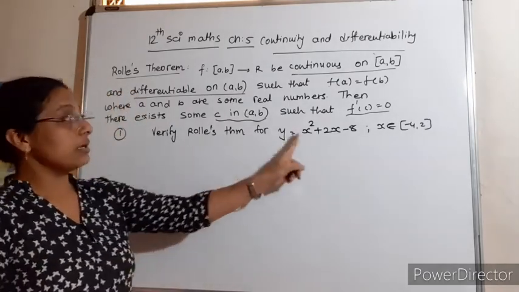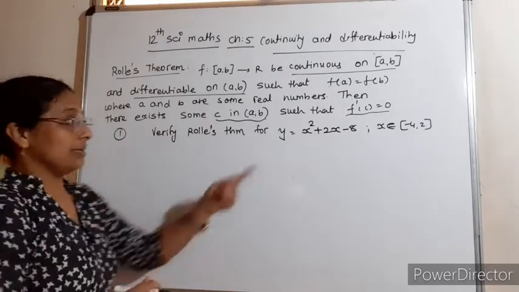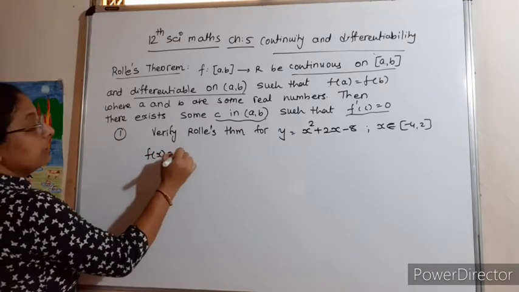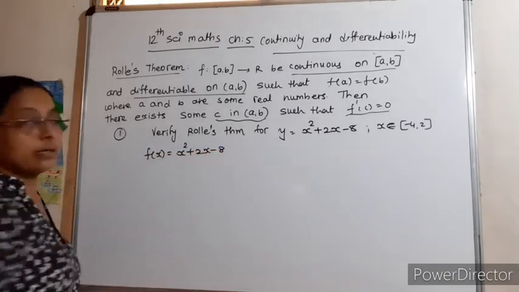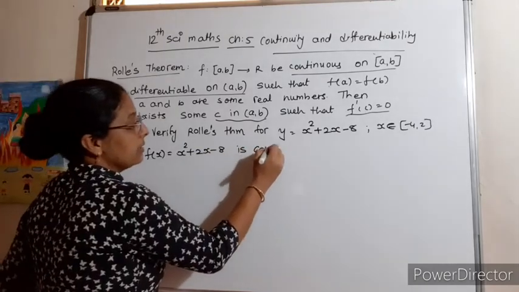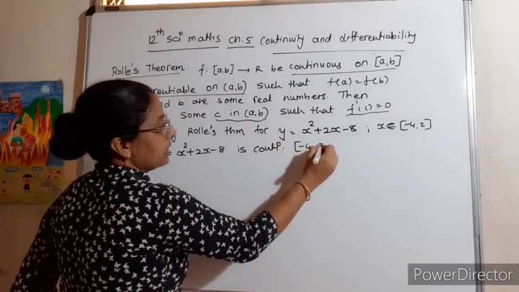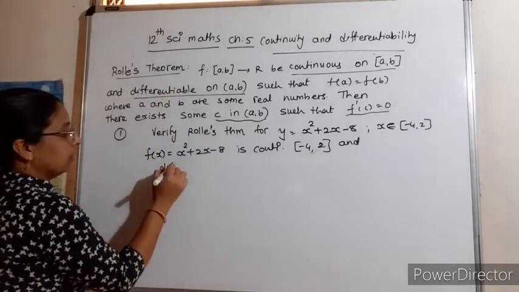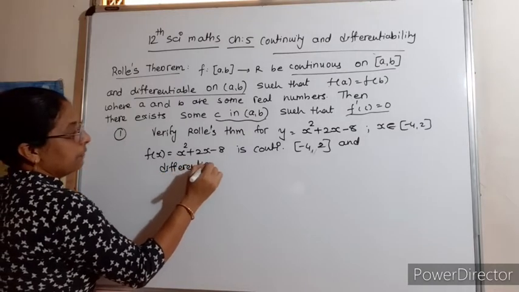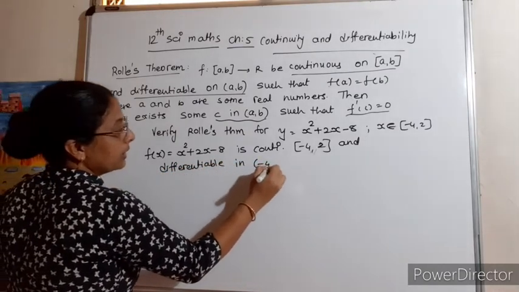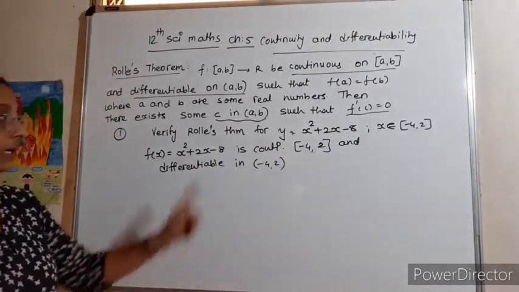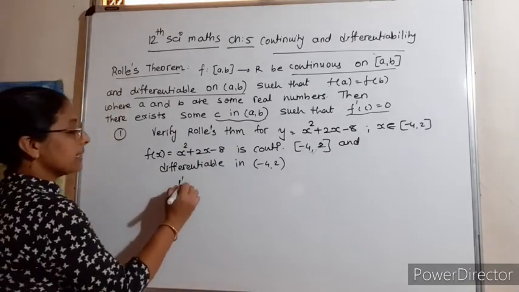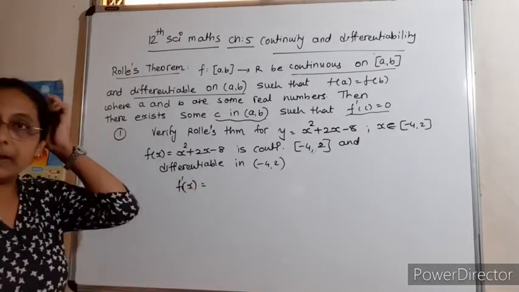Now here verify Rolle's theorem for this function. So this is again a polynomial function, and we can write that fx is equal to x square plus 2x minus 8 is continuous at minus 4 to 2 and differentiable in open interval minus 4 to 2. A line you always compulsorily have to write first, right? Then we'll find f dash x.